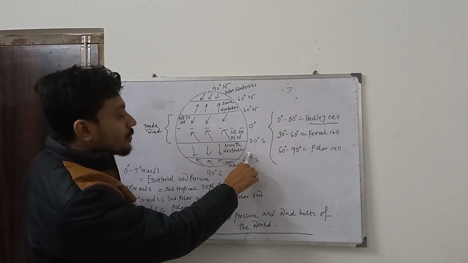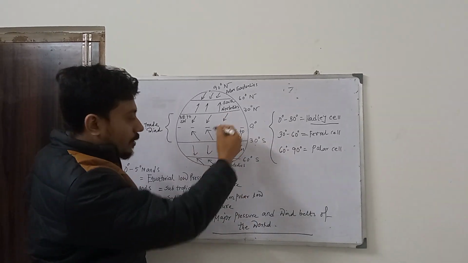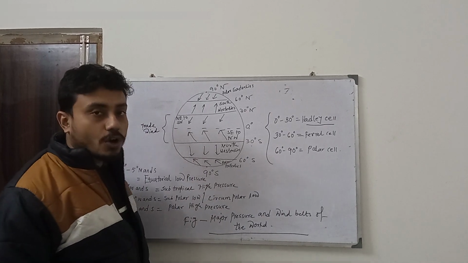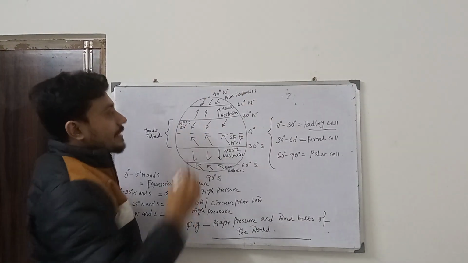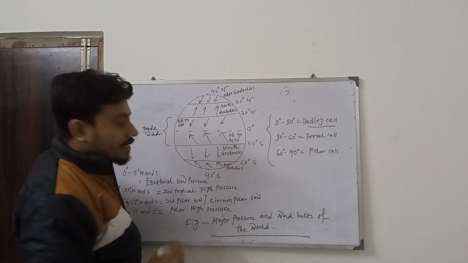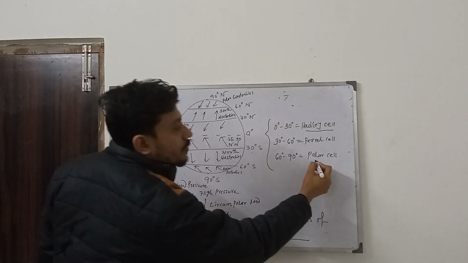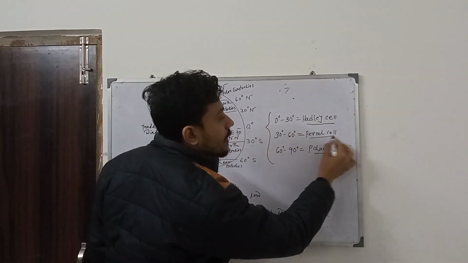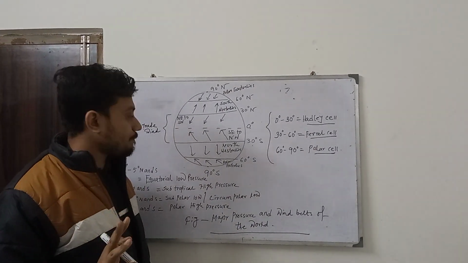In the southern hemisphere there are northwesterlies, which means a north to southward movement of the wind. The next one, 60 degree to 90 degree north and 60 degree to 90 degree south, is called the polar easterlies, and the zone is called the polar cell. And 30 degree to 60 degree is known as the Ferrel cell. These three cells are there on our Earth.